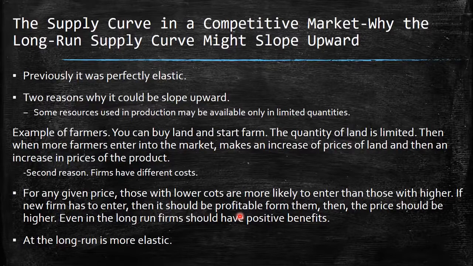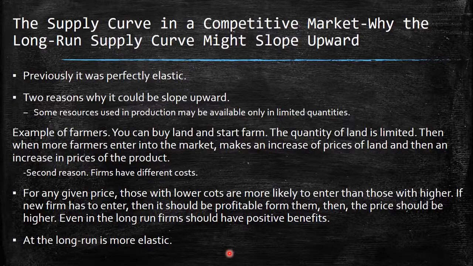And the other one is that firms have different costs. For example, for any given price, those with lower costs are more likely to enter than those with higher costs, because they are more competitive, so they can go into the market. If a new firm is to enter, it definitely should be profitable for them. Otherwise, they don't go into the market. So for this reason, the price should be higher.